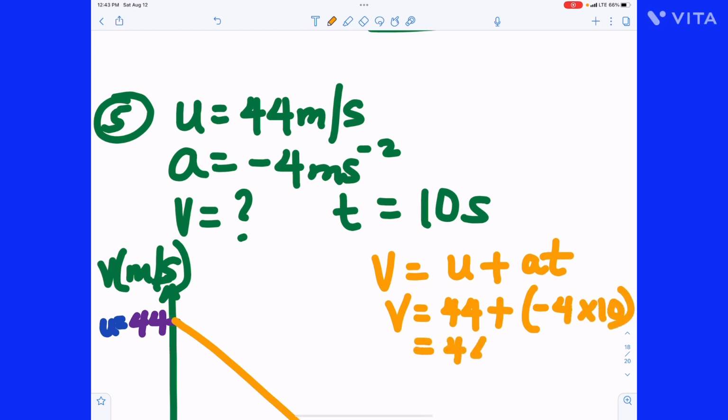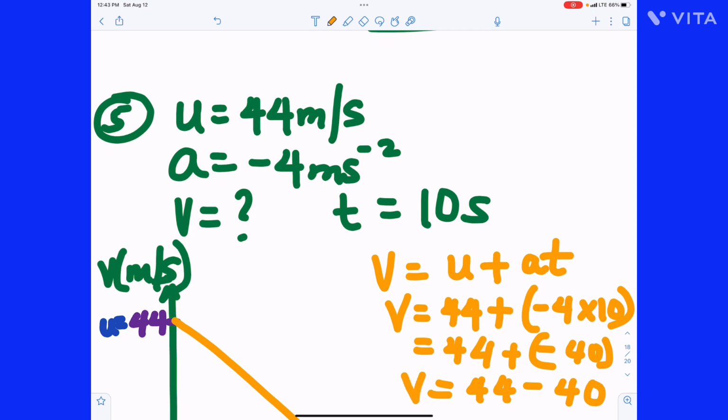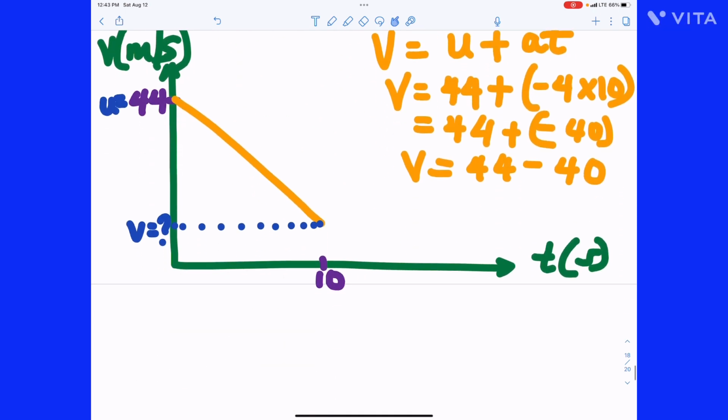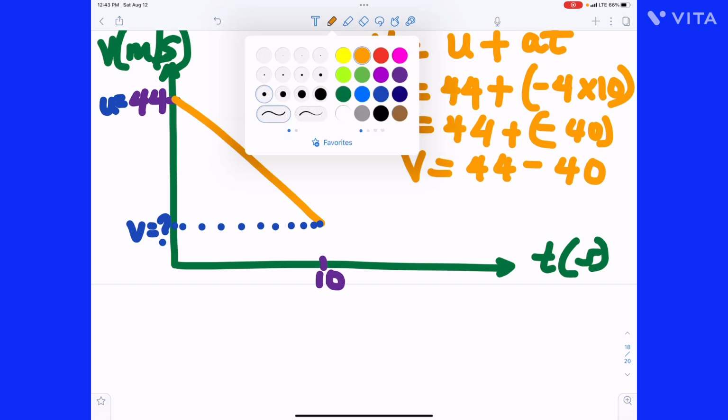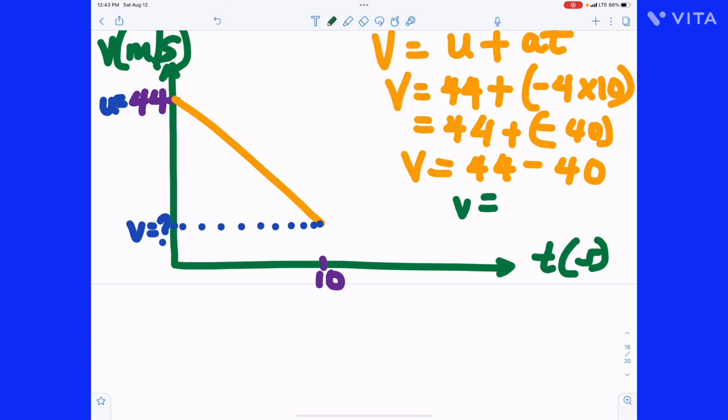This will give me 44 plus minus 40. That gives me what? 44 minus 40. So, what does that tell you? The final velocity after 10 seconds will be what? 4 meters per second. So take note of that too.